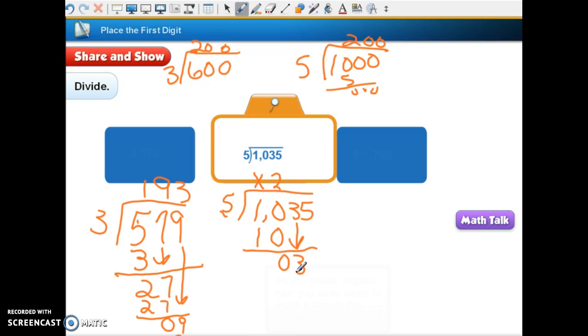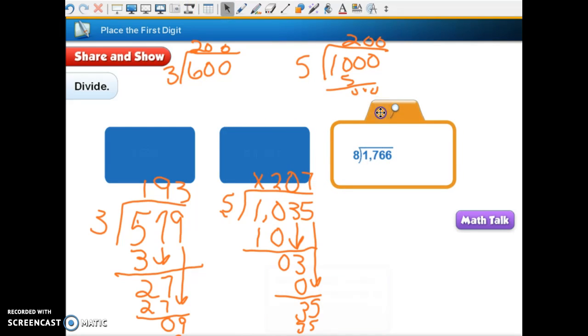Now some of you do this, which is fine. Then we're going to bring down our 5. Okay, how many 5's in 35? 7. Oops, we forgot to put a 0 above that 3 because it won't go in there. And then 7 times 5 is 35, and we would end up with 0. So 207. Is that close to our estimate of 200? Yeah.